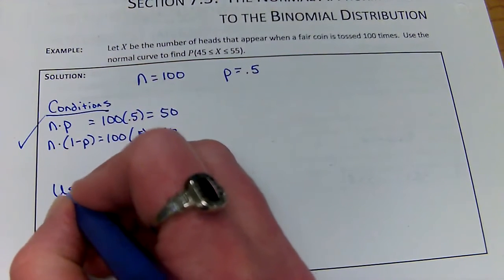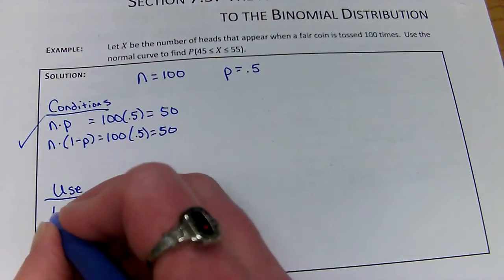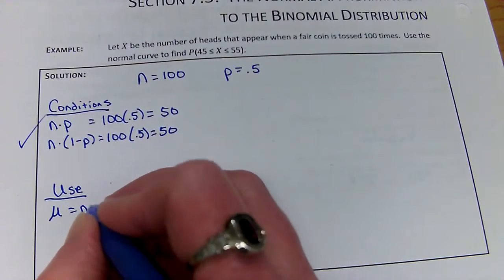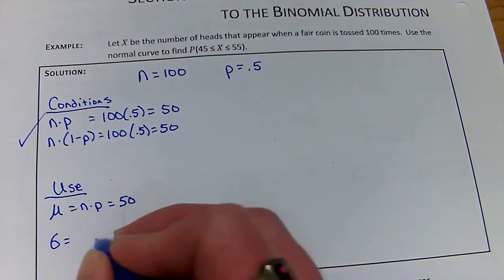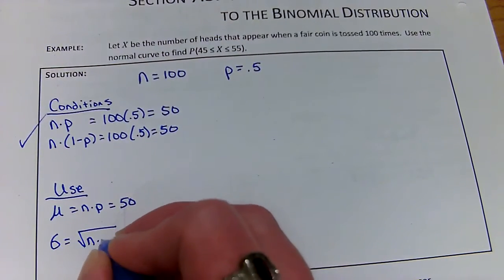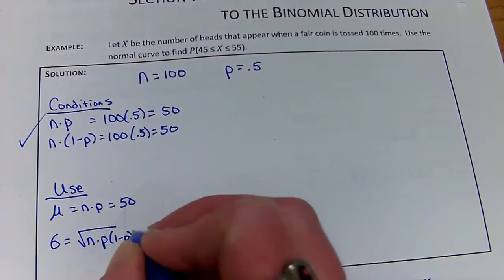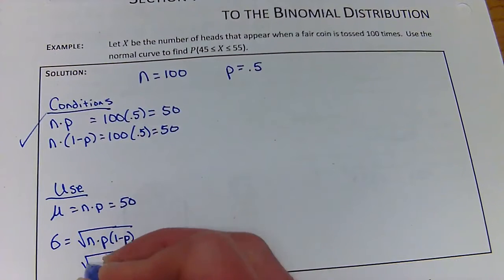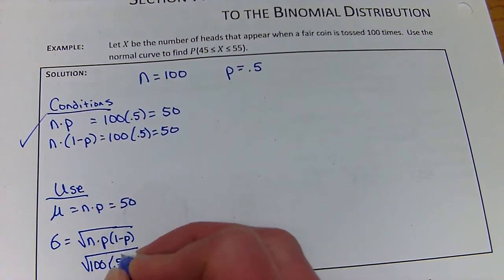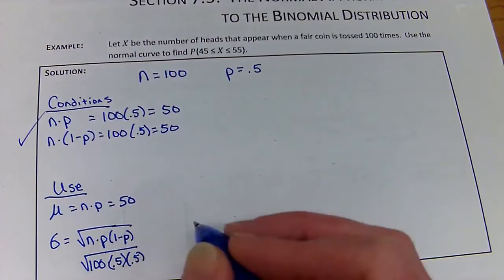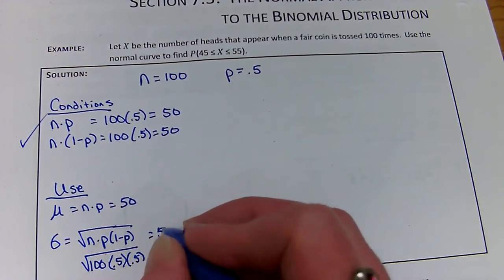So what we're going to use is the mean for a binomial, which is n times p, and the standard deviation for a binomial. That's going to be the square root of n times p times 1 minus p. So that's going to be the square root of 100 times 0.5 times 0.5. And that gives me a 5.